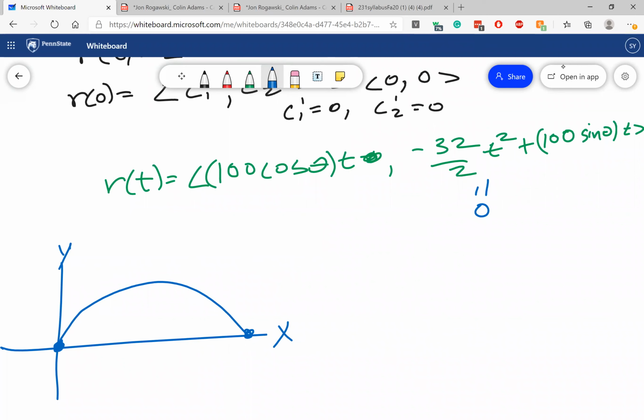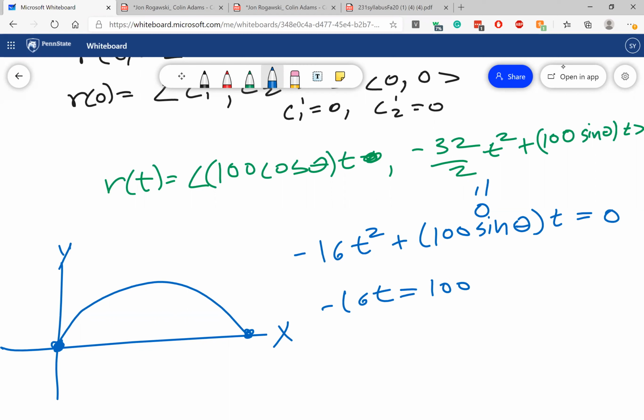So let's do that. So this would be negative 16 t squared plus 100 sine of the angle times t is equal to 0. But we can assume that t is not equal to 0, because that would be the starting point, and we are not at the starting point, so we can divide by t, so we get negative 16 t is equal to negative 100 sine of the angle, and divide by 16. So that's what t is going to be.